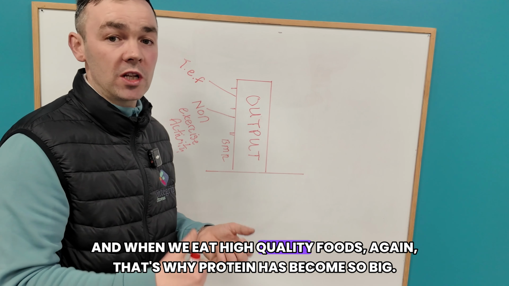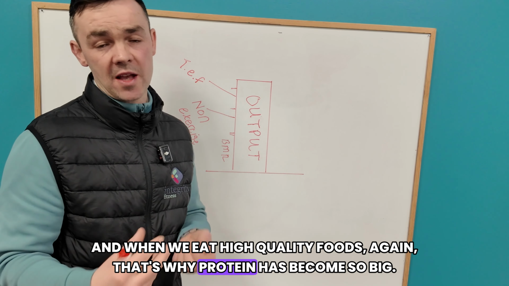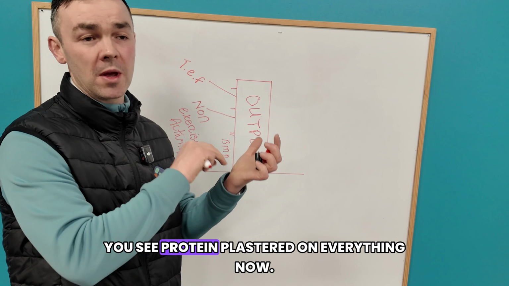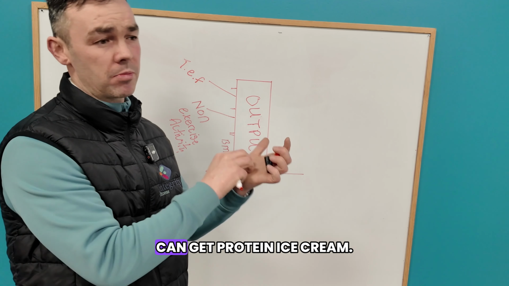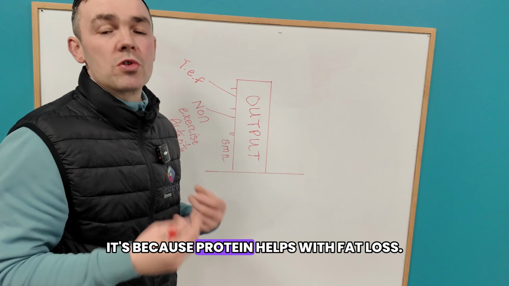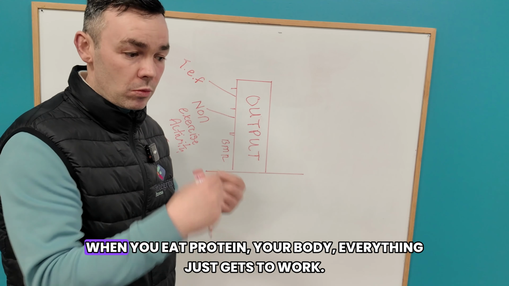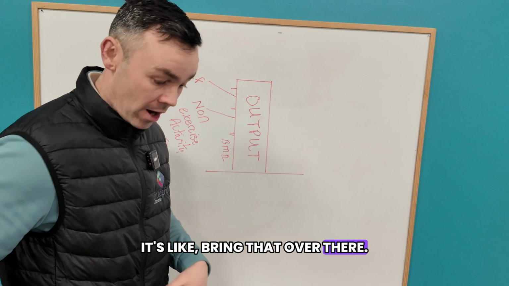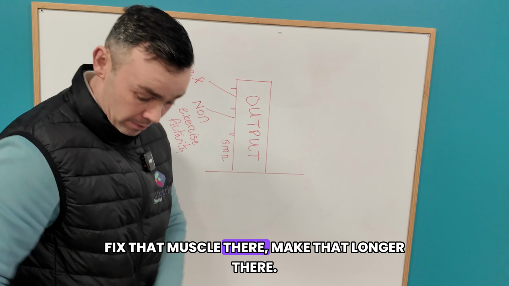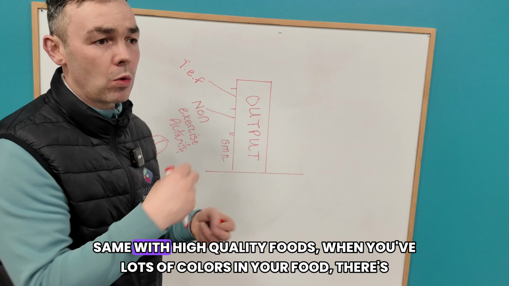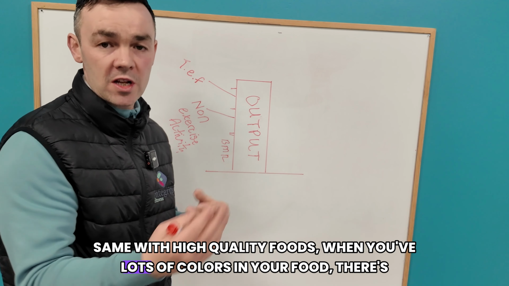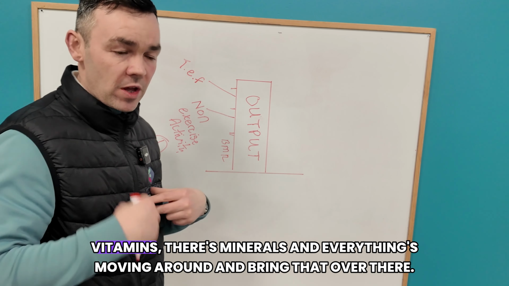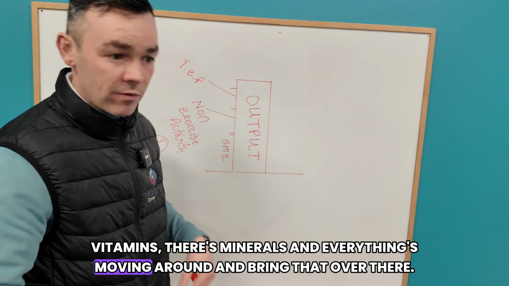And when we eat high quality foods, again, this is why protein has become so big. You see protein plastered on everything now. You can get protein ice cream. It's because protein helps with fat loss. When you eat protein, your body, everything just gets to work. It's like, bring that over there, move that up there, fix that muscle there, make that longer there. Same with high quality foods. When you have lots of colours in your food, there's vitamins, there's minerals, and everything's moving around, and bring that over there.